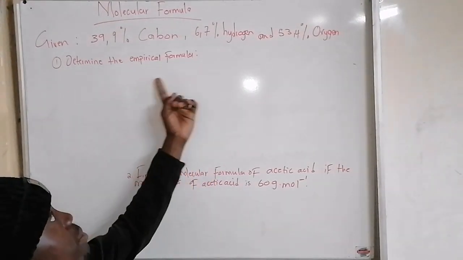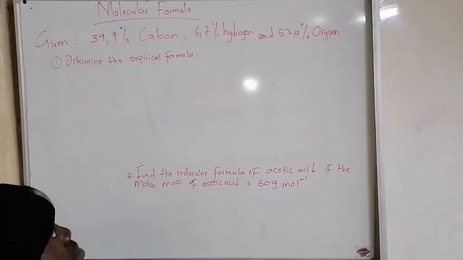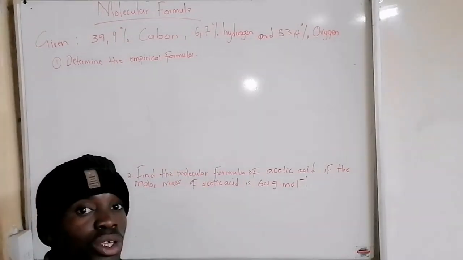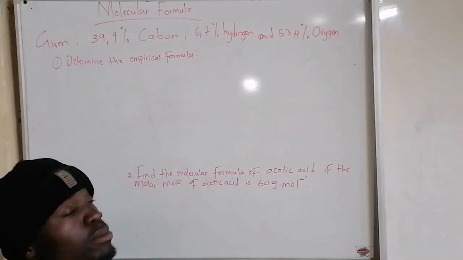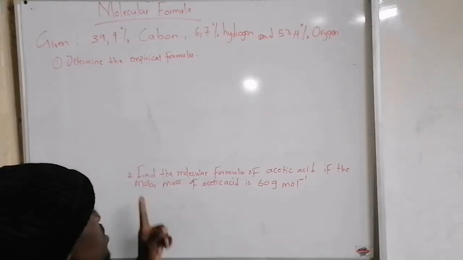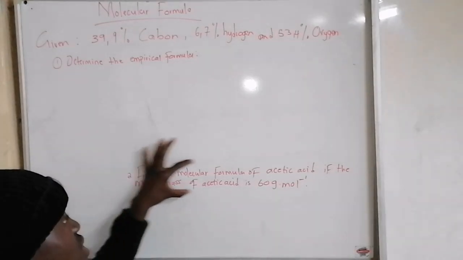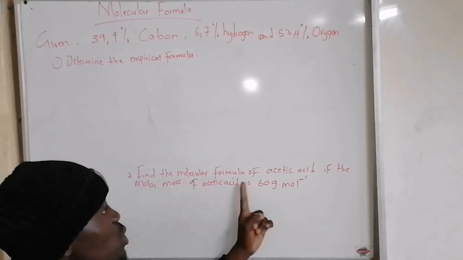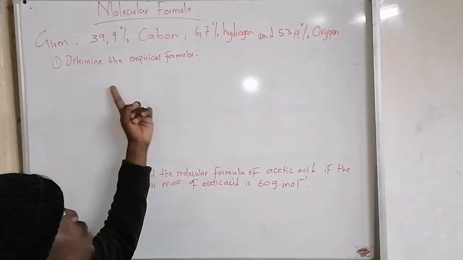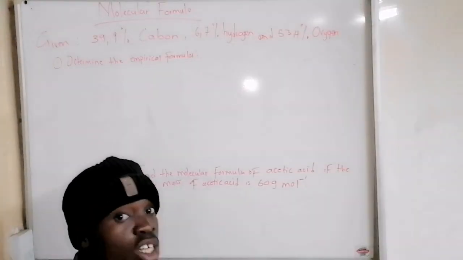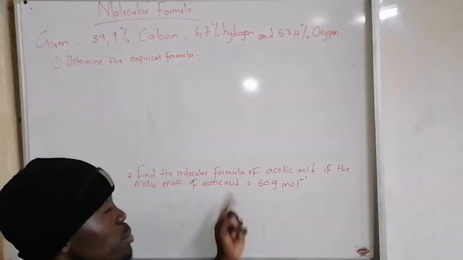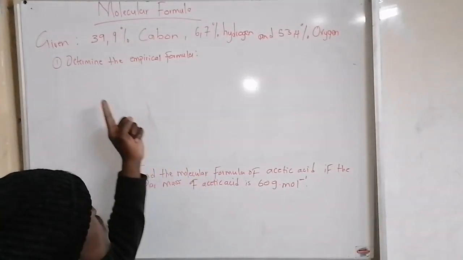Before you can find the empirical formula. So in other words, I'm saying that you cannot find the molecular formula if you don't know how to determine the empirical formula. So now this is our main task, but we understand that we cannot find the molecular formula if we don't know how to find the empirical formula. So before we can determine the molecular formula, let us first determine the empirical formula.